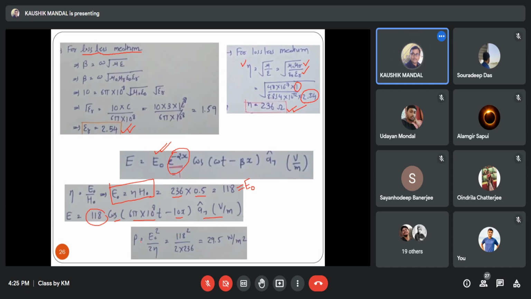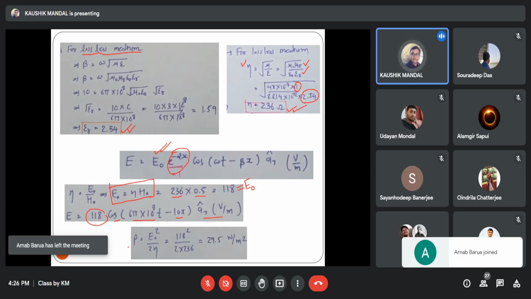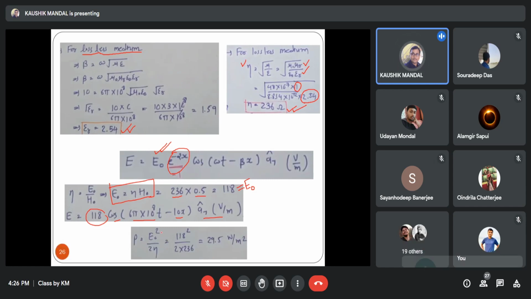Now the average power, as per the discussion from the Poynting's theorem, the average power density becomes E0 square by 2 eta. That thing we have already derived. E0 square by 2 eta. E0 is 118, so 118 whole square, 2 into eta, it becomes 29.5 watt per meter square. So this is one simple example related with the Poynting's theorem, from where we have calculated the dielectric constant, the basic equation of the electric field. We have calculated the intrinsic impedance as well as the average power density. So that's all almost.